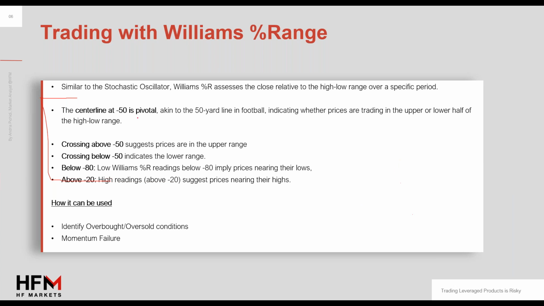Any crossing above or below minus 50 suggests either a continuation to the upside or a continuation to the downside for the current trend. So the only signals are not just the area from minus 80 to minus 100 and the area from minus 20 to 0. There are some early signals, if we can call them that, which is the crossing in the middle of the Williams percentage range.